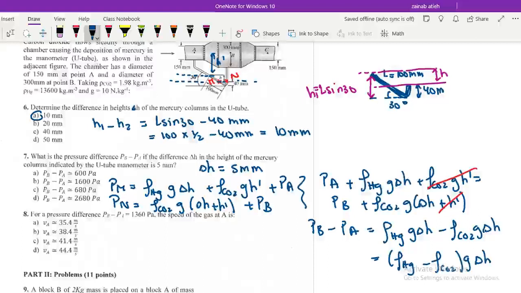Anyway, you have everything. You have rho, you have delta H is given as 5. So you have to substitute. You will get 680 Pascal. Okay? In part A it says for a pressure difference PB minus PA equals 1360 Pascal. معطيني ال PB minus PA من جديد. Find the speed. So أعطاني ال pressure بيقول لي find the speed.